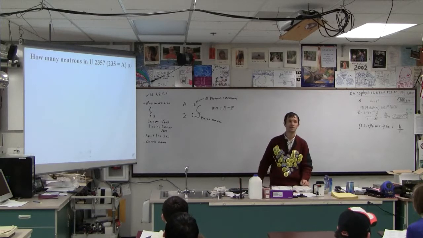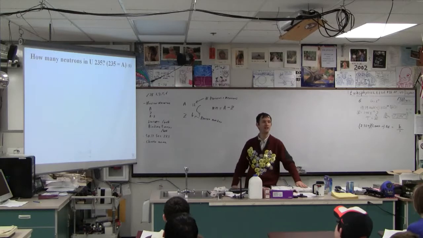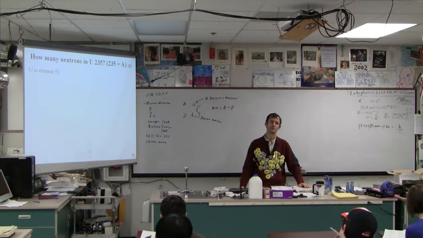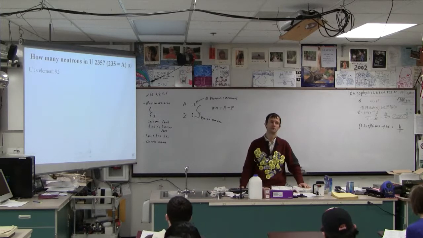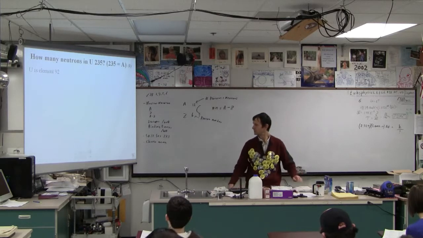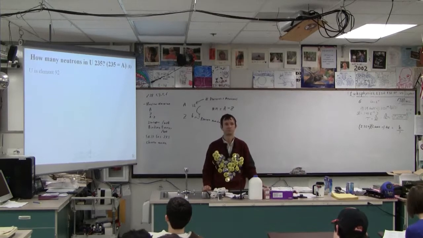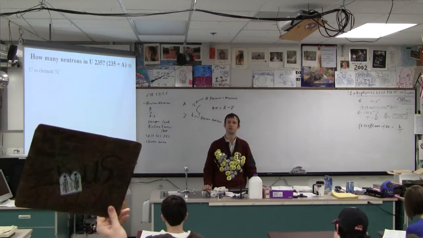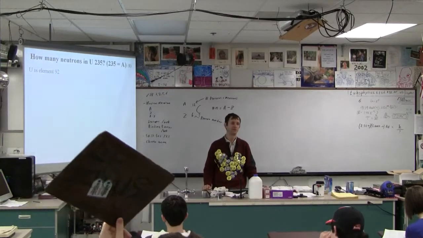How many neutrons in uranium-235? What would be handy to know? What's uranium's atomic number? It is 92. 235. That's 143. Write it down.